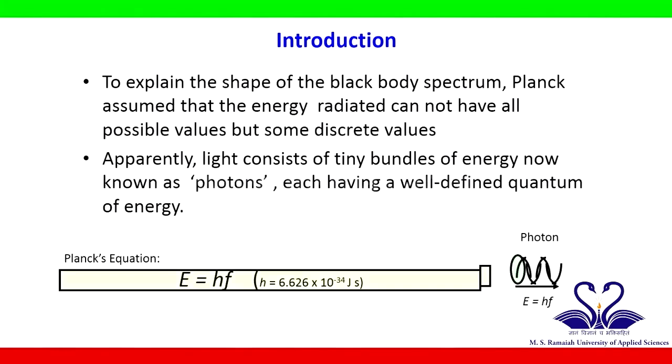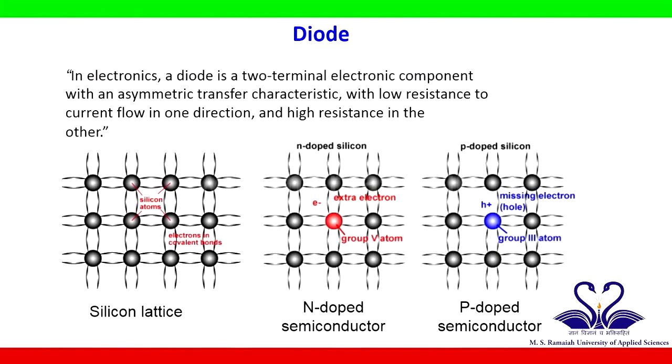While trying to explain the shape of a black body spectrum, Planck assumes energy radiated cannot have all possible values, but some discrete values which consist of tiny bundles of energy later known as photons, each having a well-defined quantum of energy. Let me introduce the light-emitting diode.